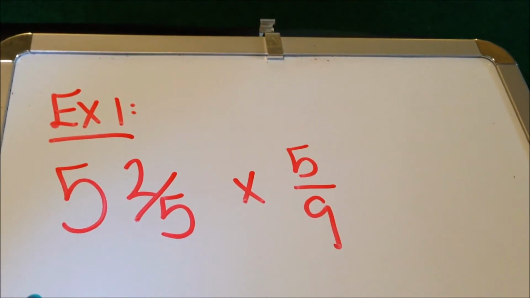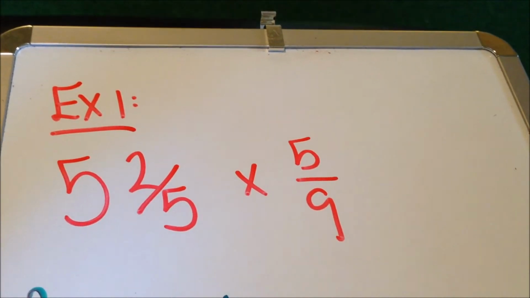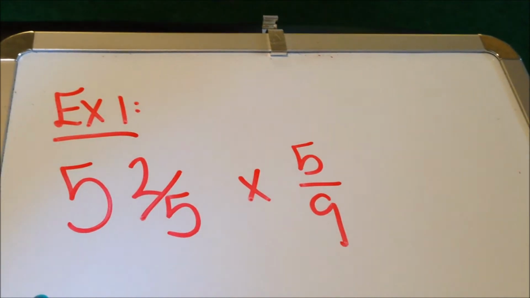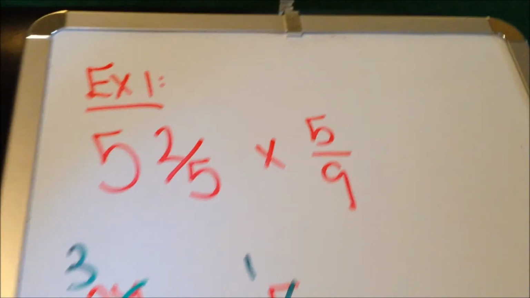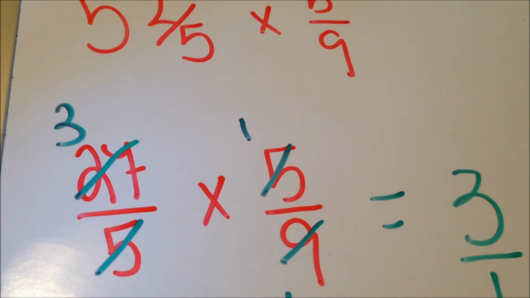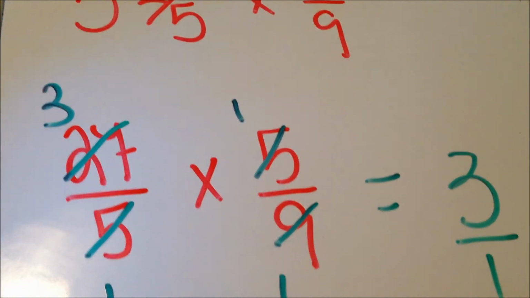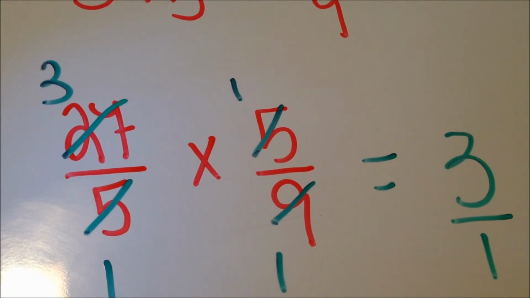Example 1, 5 2/5 times 5/9. Start by converting 5 2/5 into an improper fraction. We end up with 27 over 5. So we have 27 over 5 times 5/9. We can cross-reduce 27 and 9, both divisible by 9. So we end up with 3 and 1.